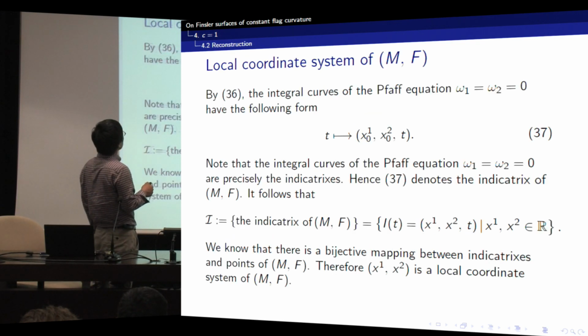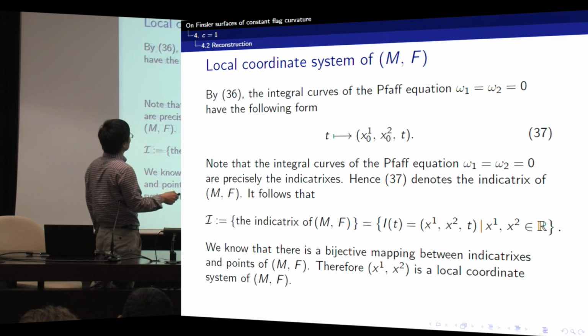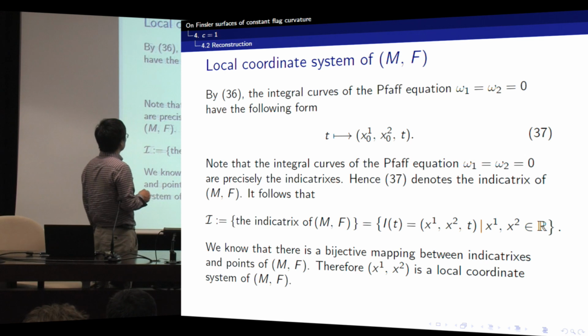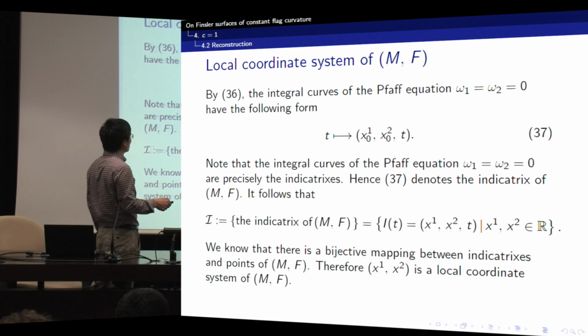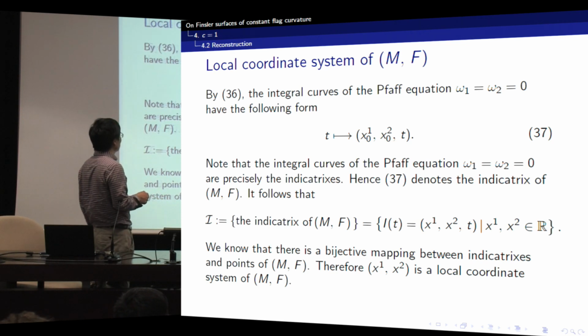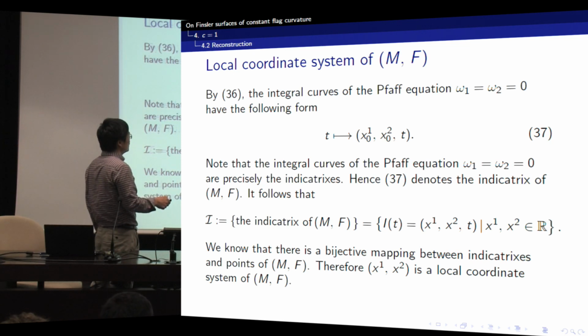By the equation (36), the integral curves of the equation ω1, ω2 have the following form: t to the x01, x02 t. Note that the integral curves of the equation ω1 equal to ω2 equal to 1 is precisely the index checks. Hence, this equation notes the index checks of the MF.